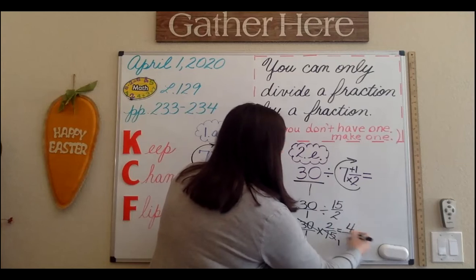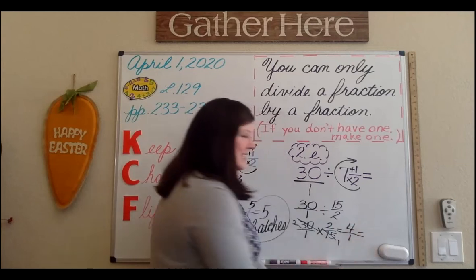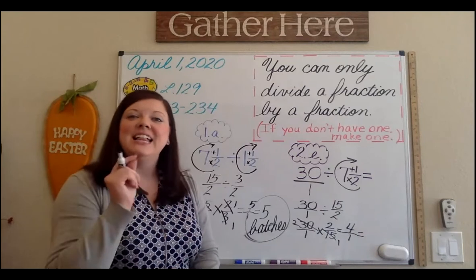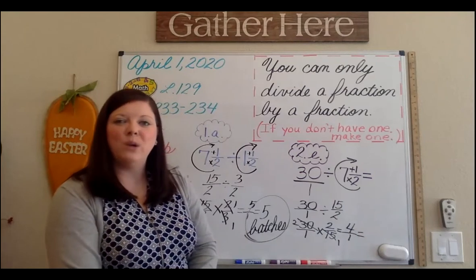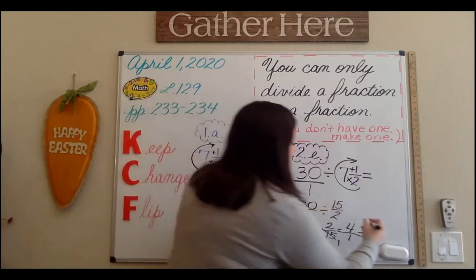Multiply across. 4/1. Is it proper? No, it's not. It's improper, so let's put that 4 in the division house. 4 divided by 1 is 4.